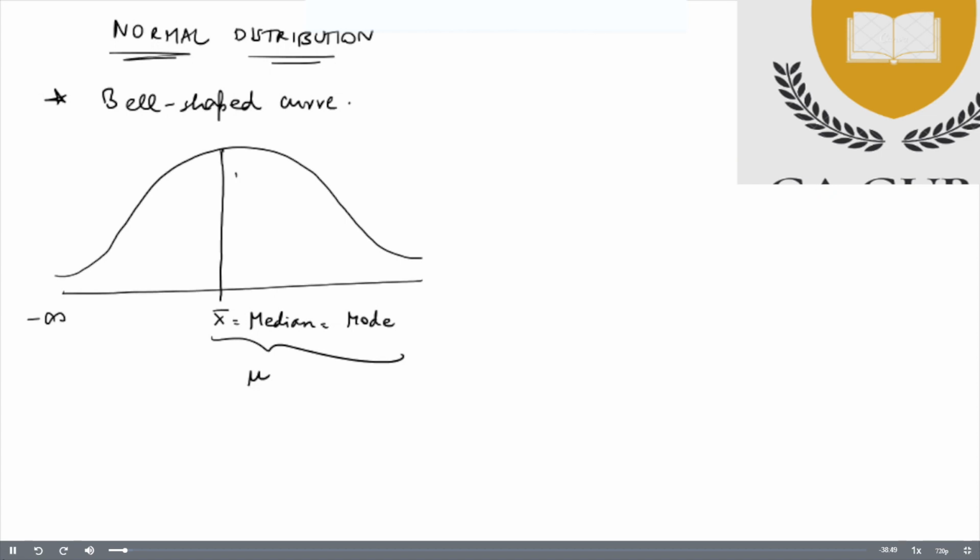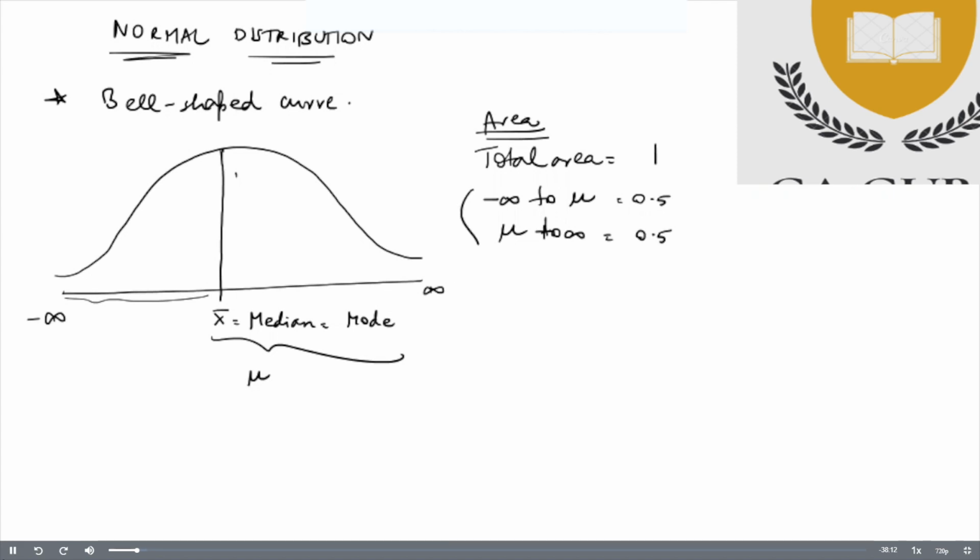This end is minus infinity and this is infinity. This is the basis. We can solve basic questions using this basis. The total area under the curve is equal to 1. From minus infinity to mu, that is this portion up to the mean, the area is 0.5, and from mu to infinity is also 0.5. If you total these two, you get 1.